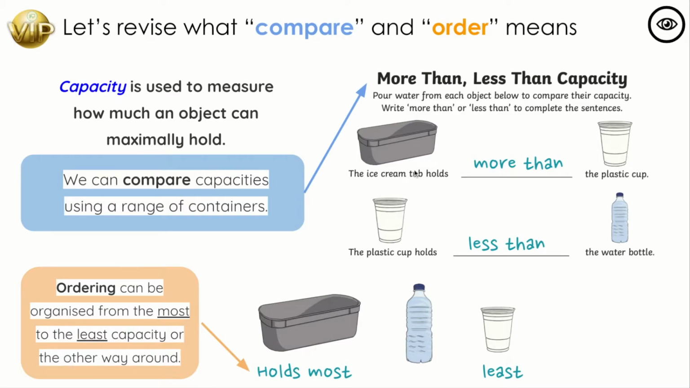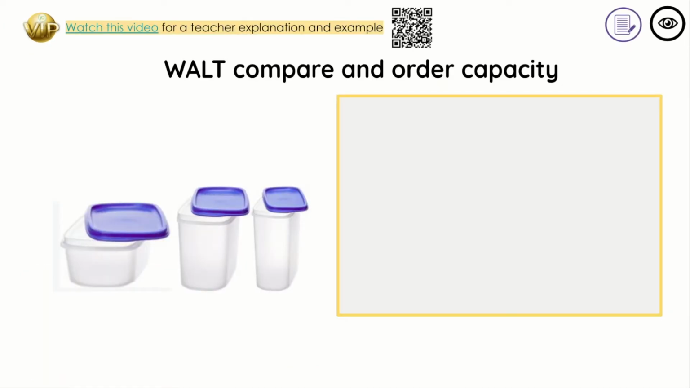So if I want to order these 3 objects according to their capacity, I can put the ice cream tub as holding the most and the cup holding the least amount. It's very important that you notice which holds the most by measuring and which holds the least by measuring and putting them in order. So the task today is to compare and order capacity.